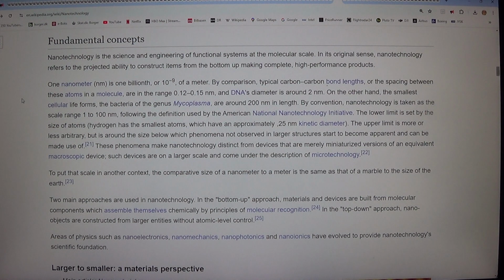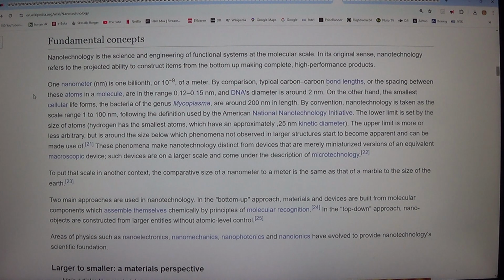In its original sense, nanotechnology refers to the projected ability to construct items from the bottom up, making complete, high-performance products. 1 nanometer, nm, is 1 billionth, or 10^-9, of a meter. By comparison, typical carbon-carbon bond lengths, or the spacing between these atoms in a molecule, are in the range 0.12–0.15 nm, and DNA's diameter is around 2 nm.